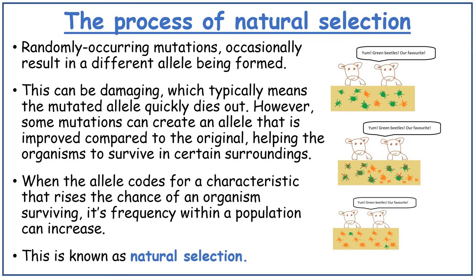Randomly occurring mutations occasionally result in a different allele being formed. This can be damaging, which typically means the mutated allele quickly dies out. However, some mutations can create an allele that is improved compared to the original, helping the organisms to survive in certain surroundings. When the allele codes for a characteristic that raises the chance of an organism surviving, its frequency within a population can increase. This is known as natural selection.